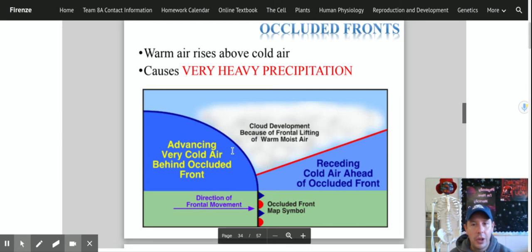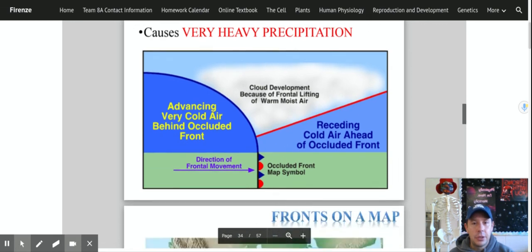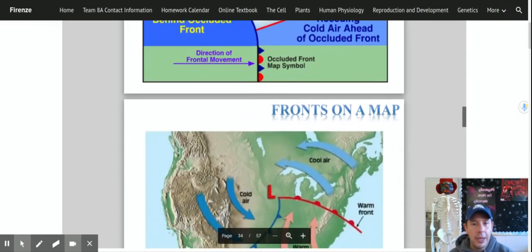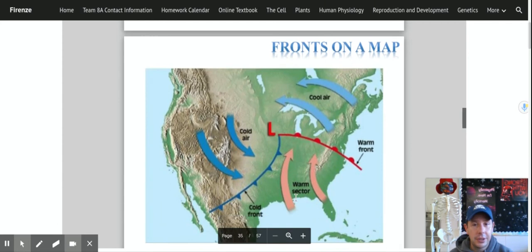All of the cold air is advancing from here, causing clouds to develop, and it's going to pour rain. These are your big thunderstorms as the front teams up with each other to move across the country. Now these air masses move from the west to the east.